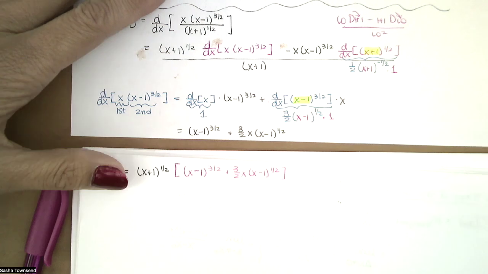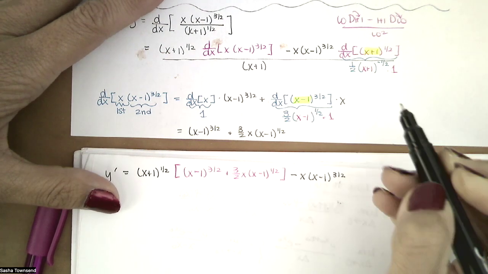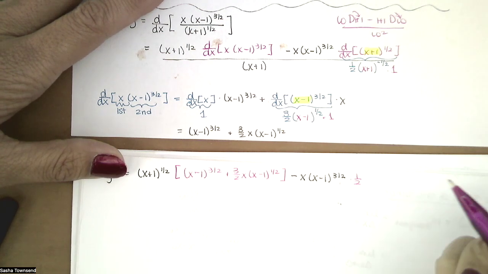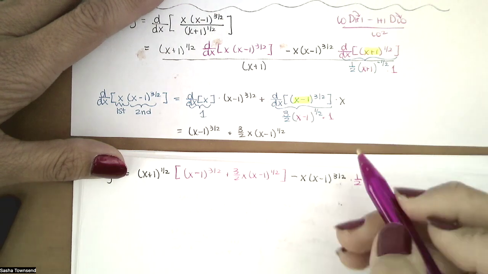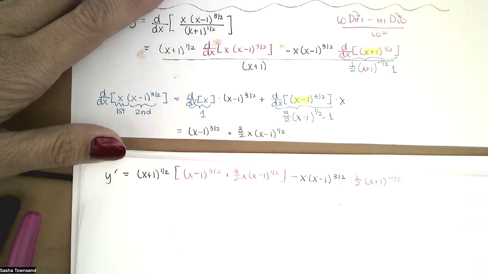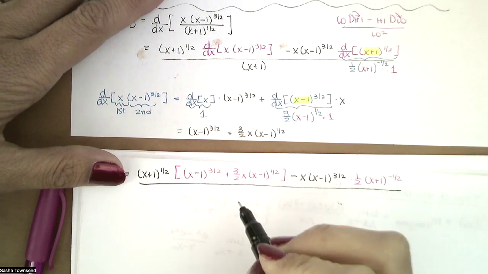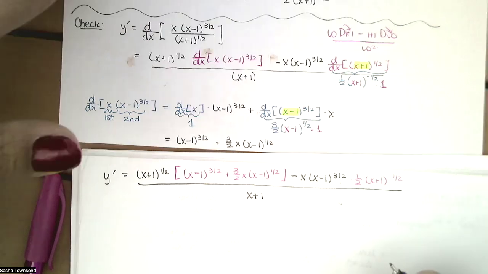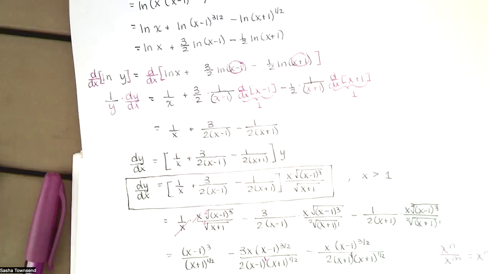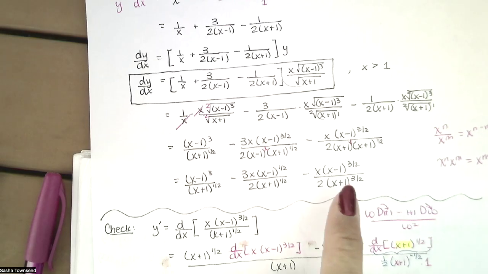And then we're subtracting x times x minus 1 to the 3/2 times that derivative, which is that 1/2 times x plus 1 to the negative 1/2. And we're dividing all of that by x plus 1 to the first, or just x plus 1. My claim is that this expression is the same as this expression, or alternatively, this simplified version of the expression.